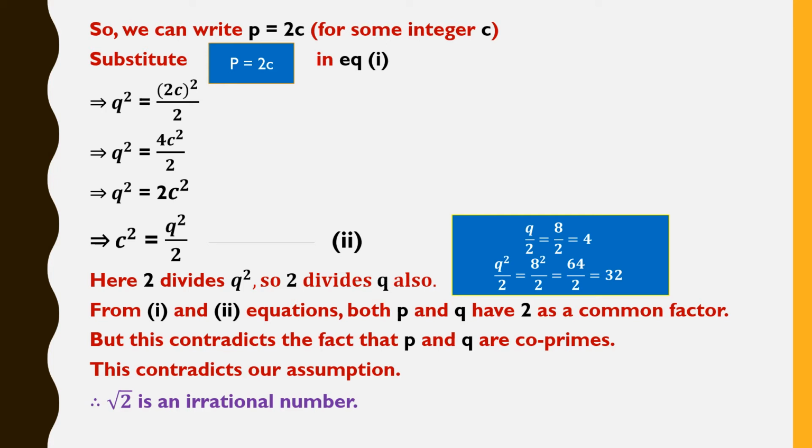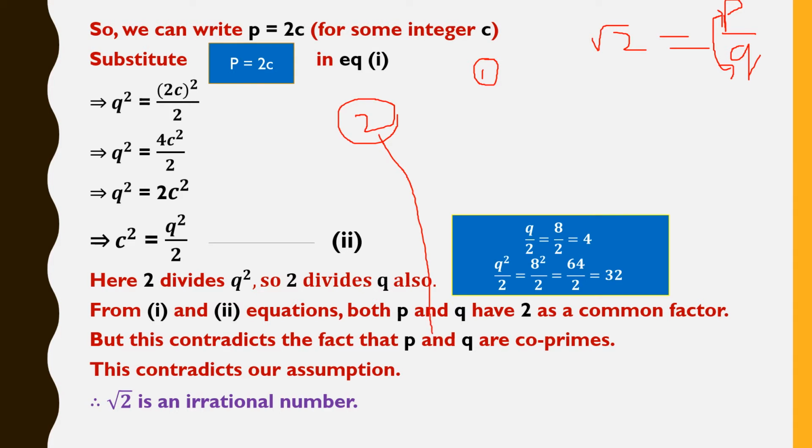Simple, children. First, I'll tell you the shortcut. First take whatever question is given, root 2 or whatever it is, and take it as a rational number, p by q. Then take these two as co-prime numbers. If these two are co-prime numbers, they have only one as a common factor. But in the problem we'll show that there is one more common factor for both p and q. So if there is one more common factor, then our assumption is false, meaning they are not co-primes. When they are not co-primes, then they are not rational numbers. So it is an irrational number.